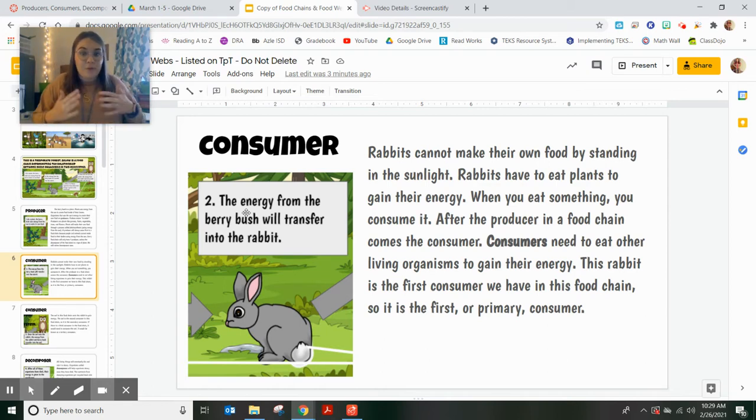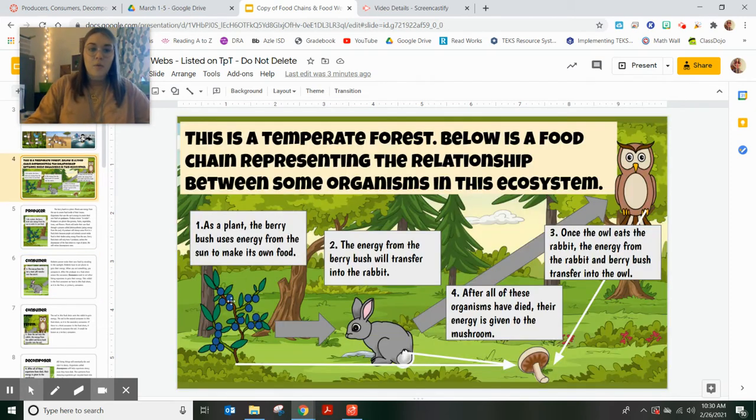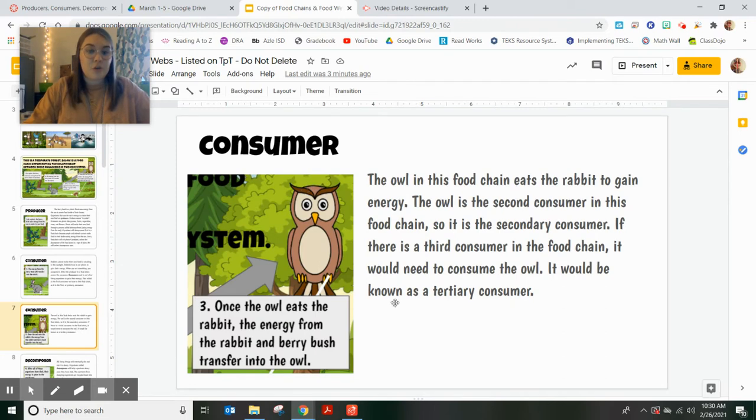So after the producer in a food chain, we see our consumer. The consumers need to eat other living organisms to gain their energy. This rabbit is the first consumer that we see in this food chain. So it is the primary or first consumer. So let's go back. We have our producer. Then we have our primary consumer, and it's primary because it's the first one. And then we have another consumer, and that is our owl. The owl eats the rabbit to get its energy. So it is also a consumer, and it's the second consumer in the food chain.